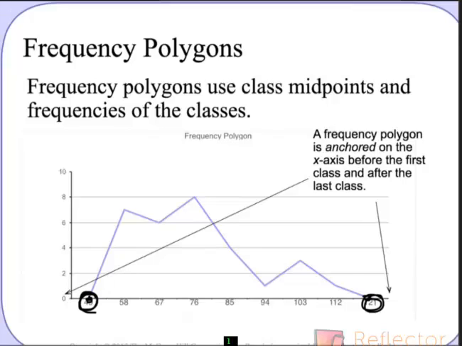Okay? So again, remember that it must have a class at the beginning and a class at the end with a frequency of 0 to close off our polygon. It's very important that we add these two classes. Otherwise, it's a line graph, it's just not a polygon. It's not this special type.